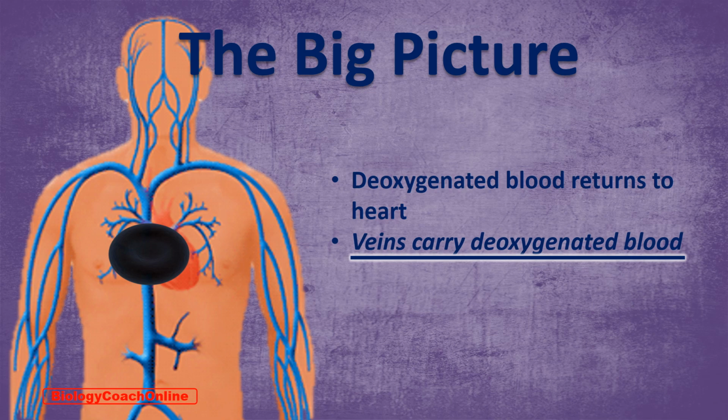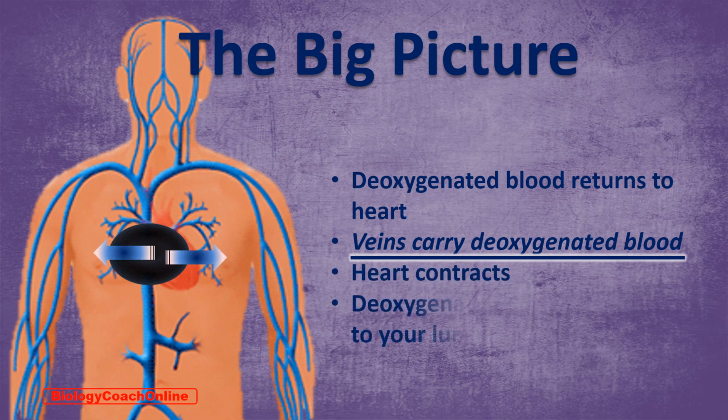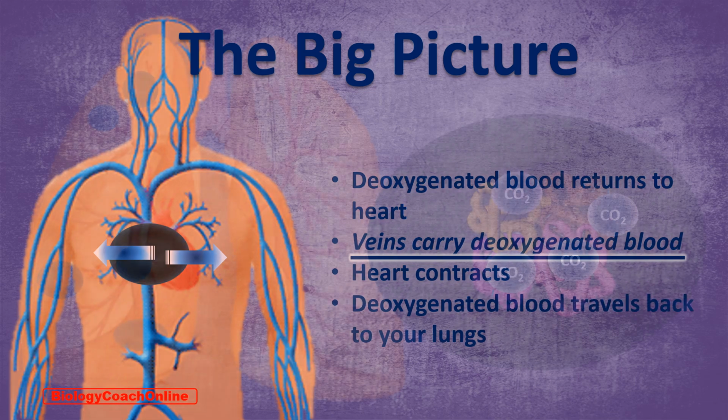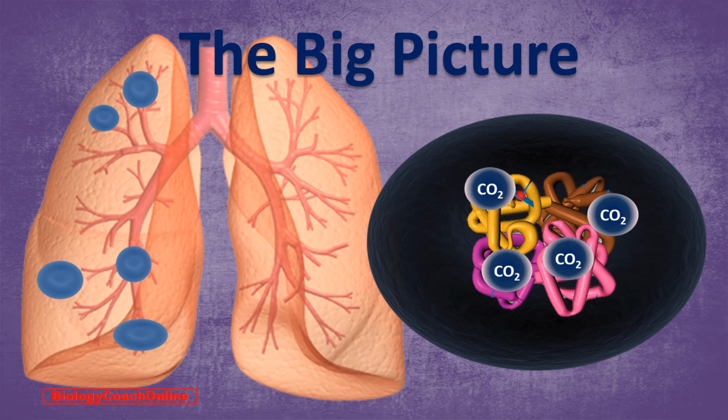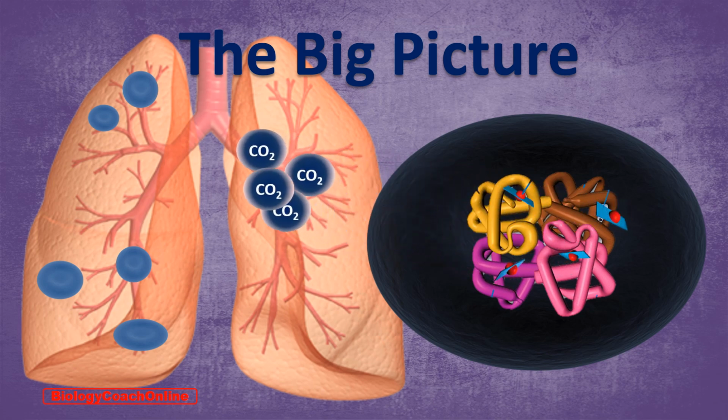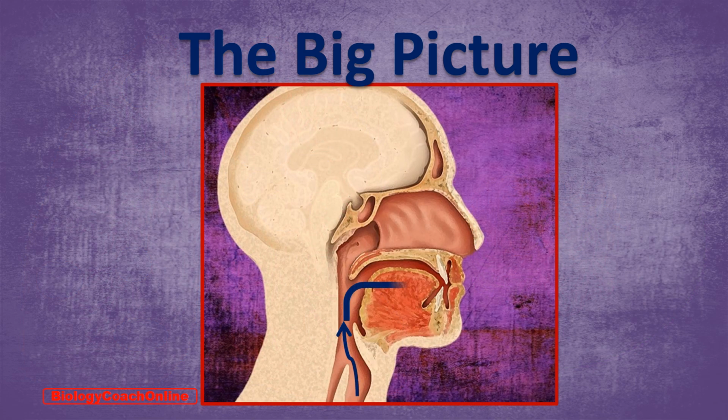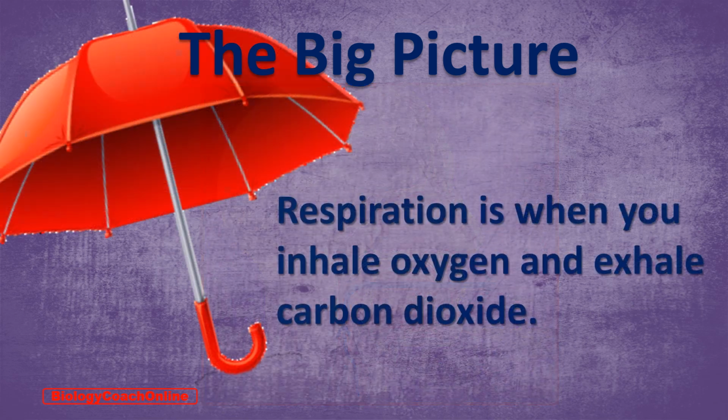And when your heart contracts again, all of that deoxygenated blood returns to the lungs. Now back in the lungs, carbon dioxide dissociates from hemoglobin, enters the trachea, travels up the airway, and you exhale. And the big picture is complete as you exhale carbon dioxide. Okay, let's take a deep breath. So what are the important concepts that you want to glean from this lecture?